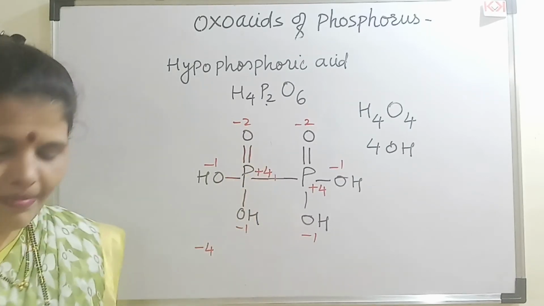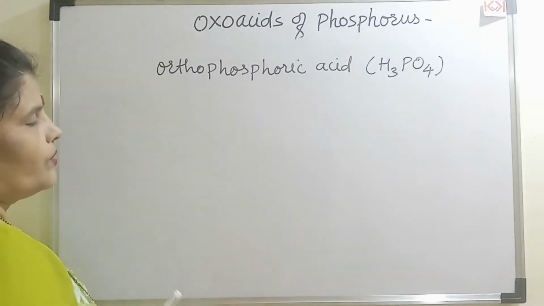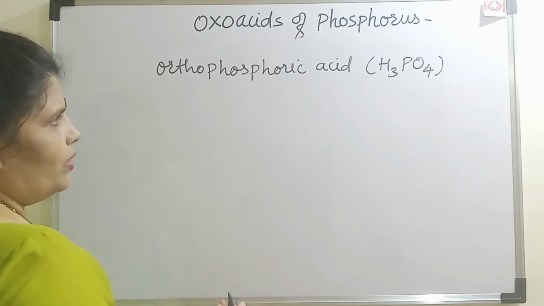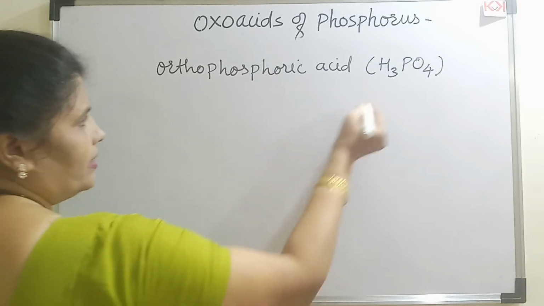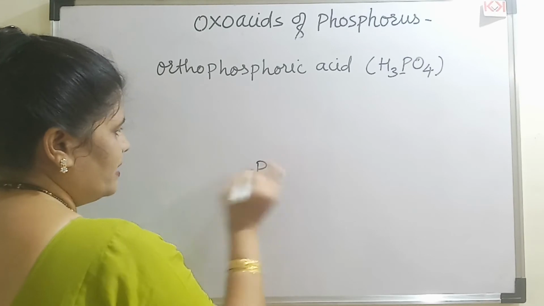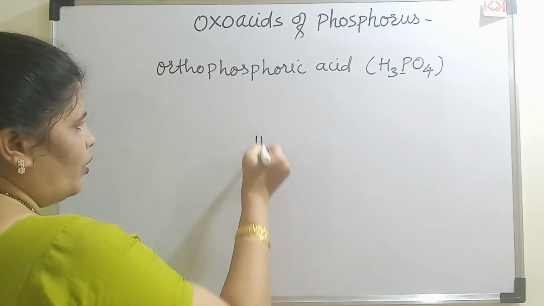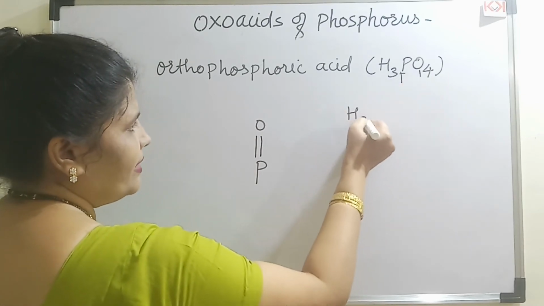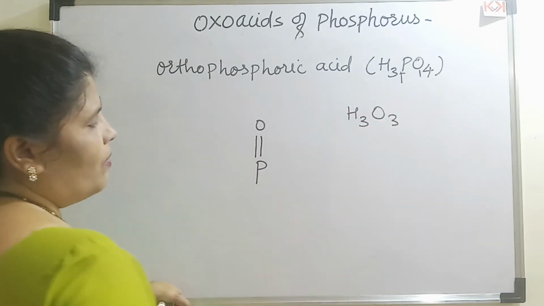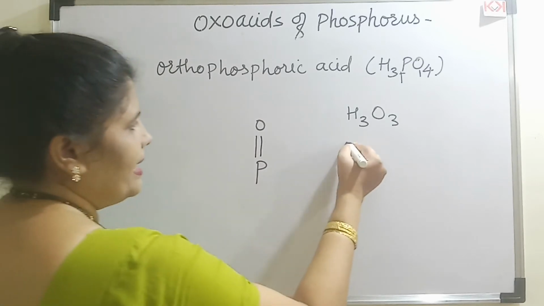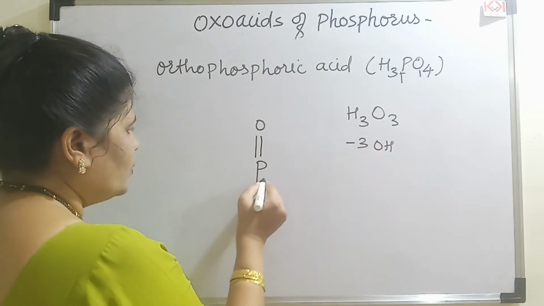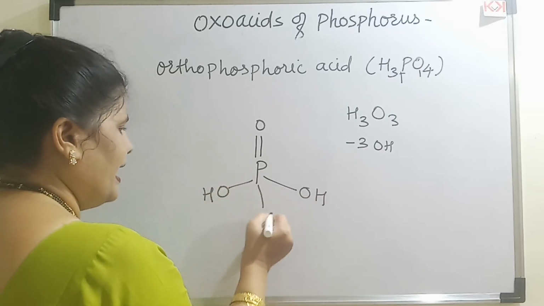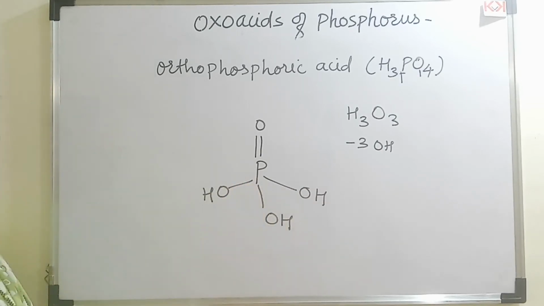Let's go for the next example. Here, this is orthophosphoric acid, or commonly we call this phosphoric acid. Here the central atom again is phosphorus. Attach a double bond oxygen. Phosphorus gone, 1 oxygen gone. What is left? H3O3. Form the maximum number of OH pairs. I can form 3 OH pairs. So here I can write simply 1, 2 and 3. So this is orthophosphoric acid.